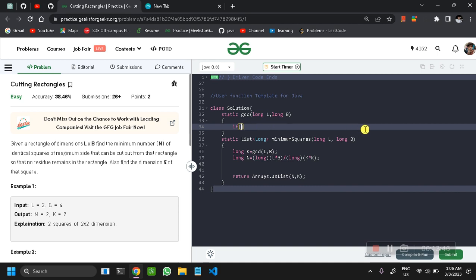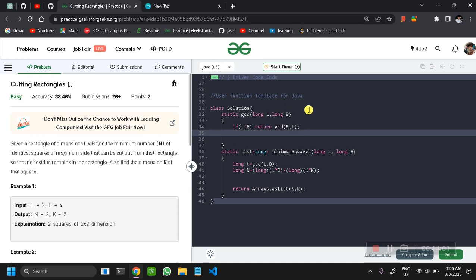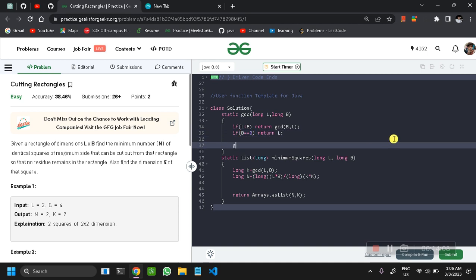What I'm going to have here is, if my L is smaller than B, then I'm going to return GCD of B and L. Why am I doing this? Because I want my L to be greater, as it is the dividend. So if my B becomes 0, like it is my divisor, then I'm going to return L, which is my dividend. After that, I'm going to return GCD of, okay, so it is going to have return type long, which I have not written here. So after that I'm going to return B here and L mod B here.